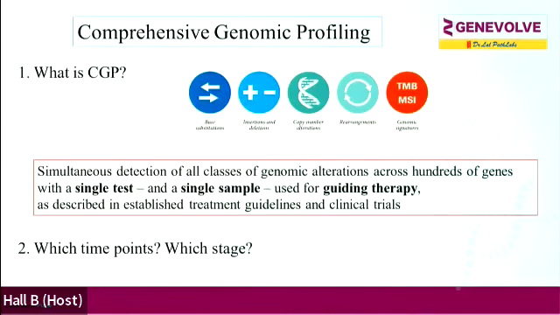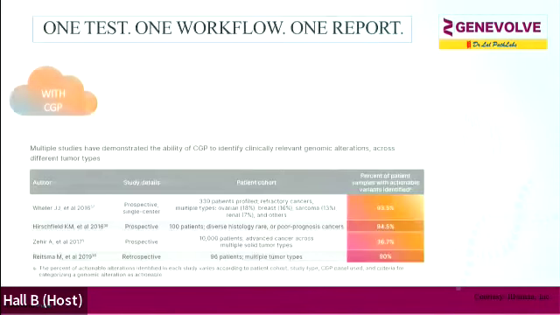What are the time points at which a comprehensive genomic profiling is done? Is it at diagnosis, at the first relapse, or at the time of progression? What stage of the disease? These are the points to ponder about and to discuss.